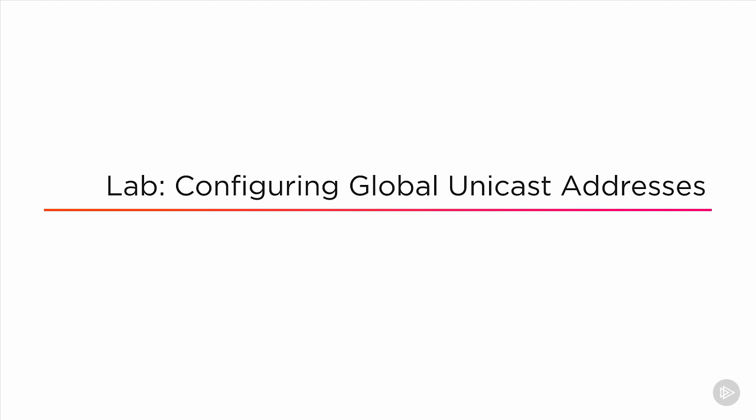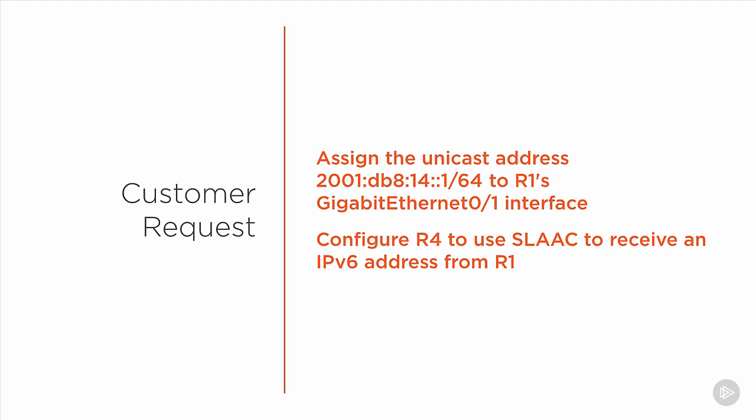Configuring link local addresses was a piece of cake. But what about global unicast addresses? Well, let's find out. Assign the unicast address 2001:db8:14::1/64 to R1's gigabit 0/1 interface. Configure R4 to use SLAAC to receive an IPv6 address from R1. Okay, this sounds a little bit more complicated. Let's jump over to R4.